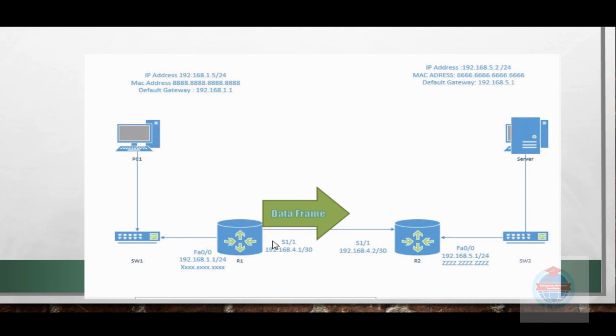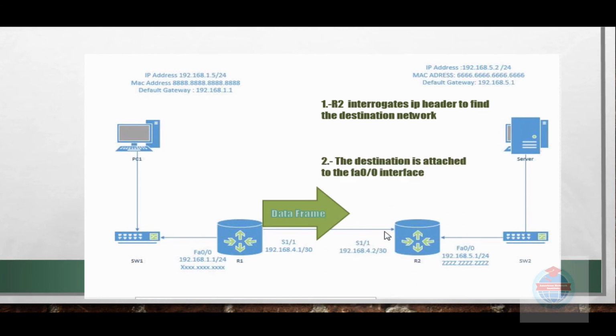When router 2 receives the data frame, it decrements the time to live in the IP header, just as router 1 did. Again, assuming that time to live did not get decremented to 0, router 2 interrogates the IP header to determine the destination network. The destination network, as you remember, is 192.168.5.0, which we mentioned previously. After R2 interrogates the header to find out the destination network, it finds the destination is attached to the F0/0 interface. This one over here, guys.